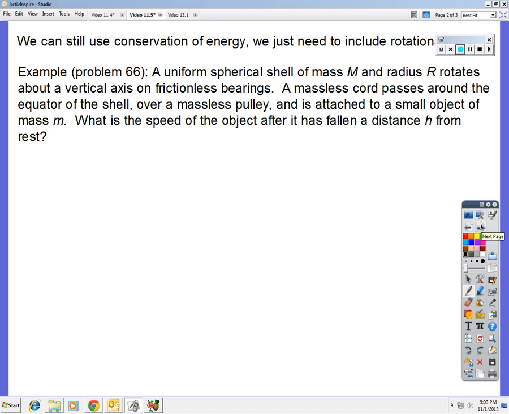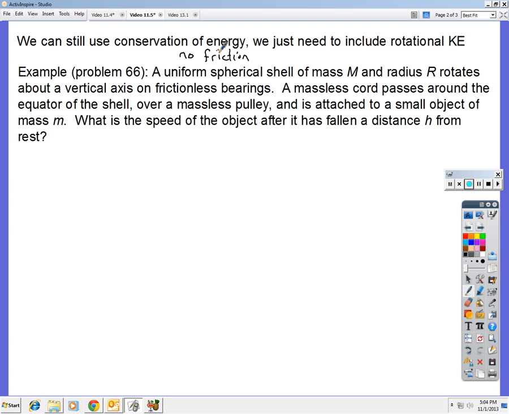So now let's see how we use conservation of energy. Well, it turns out that conservation of energy works exactly the same way it did before. It's still going to apply in systems where you have no friction or other non-conservative forces. The difference is that we'll have our potential energy, we'll have our kinetic energy, but we'll actually have two kinetic energy terms. One for linear motion, translation of the center of mass, and one for rotational motion.